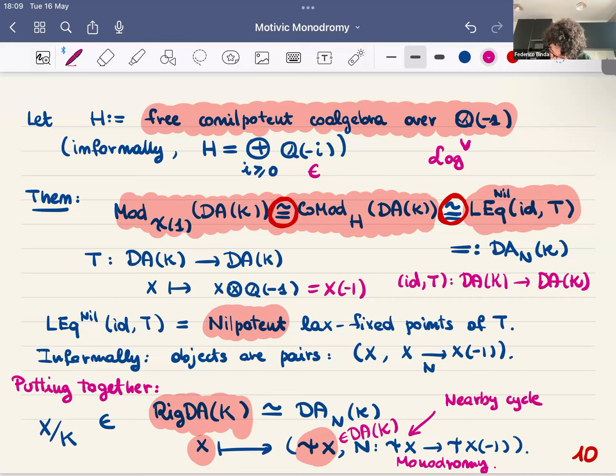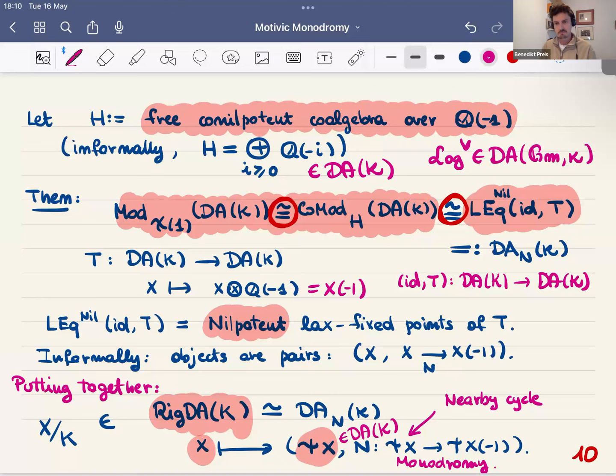Okay. So I think what you are thinking of is an object originally built in the AGM, over little k, right? When I write this H here, I am neglecting the coalgebra structure. So when I write informally H equal direct sum of Q(-i), what I actually mean is that I'm forgetting the monodromy operator. So I'm forgetting the fact that you have an extra structure. I'm just looking at it as a mere object.